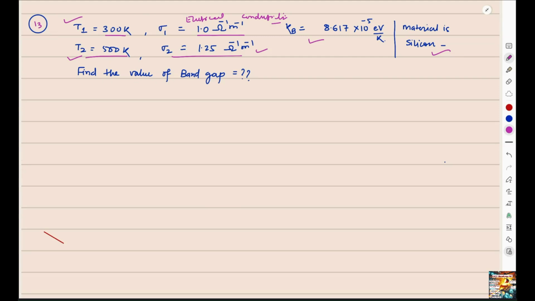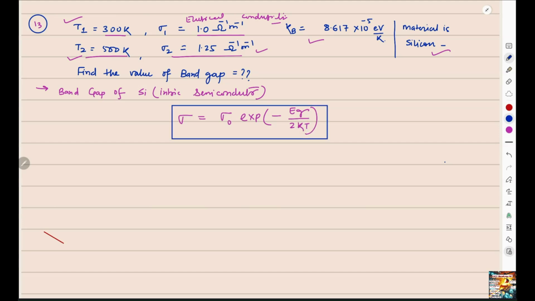We know that for finding the band gap of a silicon intrinsic semiconductor, we can write sigma equals sigma naught exponential minus band gap upon 2 kT. Normally we see that in the formula we use kT instead of 2 kT. So when will we use 2 kT and when will we use kT? When we have electrical conductivity we will use 2 kT, and when we have thermal conductivity we will use kT. K here is the Boltzmann constant.